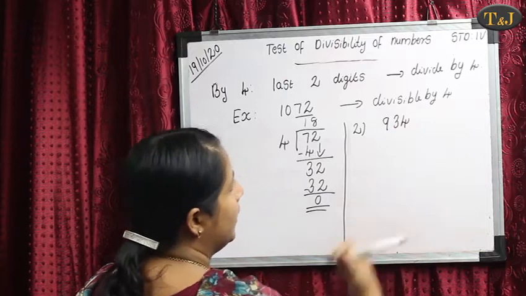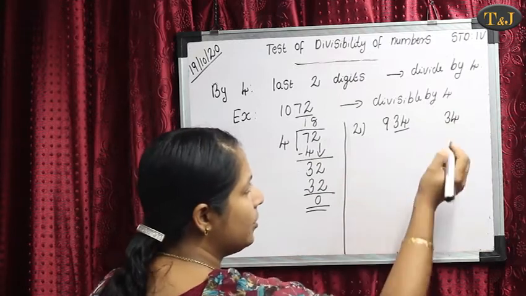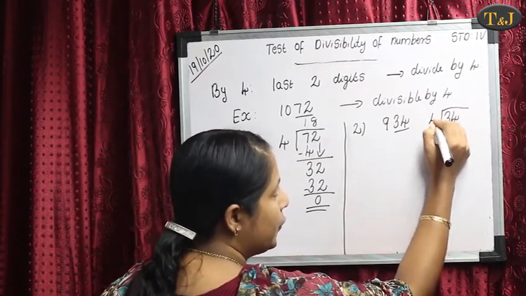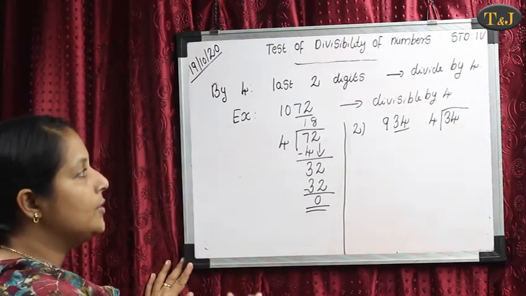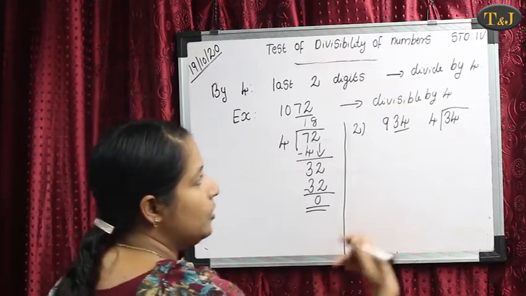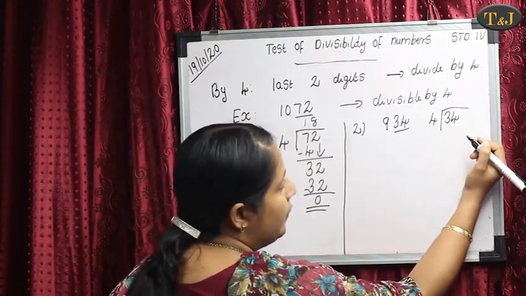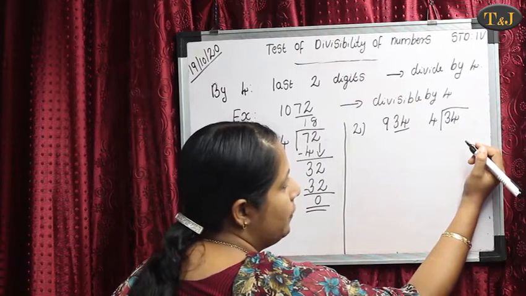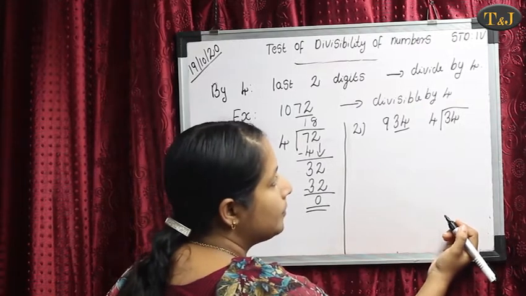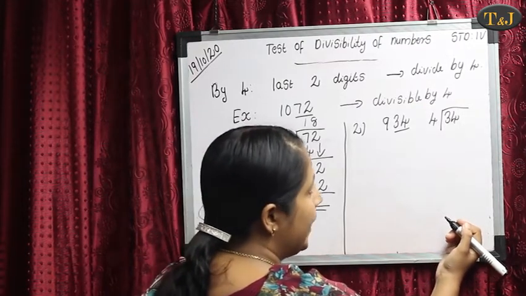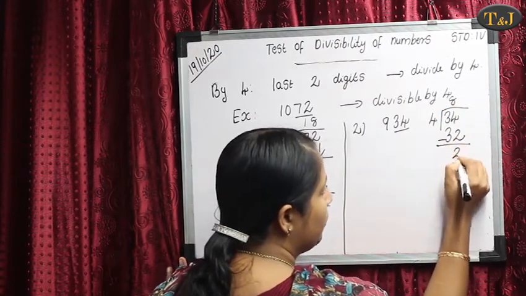Take the number 934. Then the last 2 digits are 34. Is 34 included in 4's table? No. So we do not get the remainder as 0. Anyway, let us divide 34 by 4. 1 4 is 4, 2 4s are 8, 3 4s are 12, 4 4s are 16, 5 4s are 20, 6 4s are 24, 7 4s are 28, 8 4s are 32, then we get the remainder as 2.